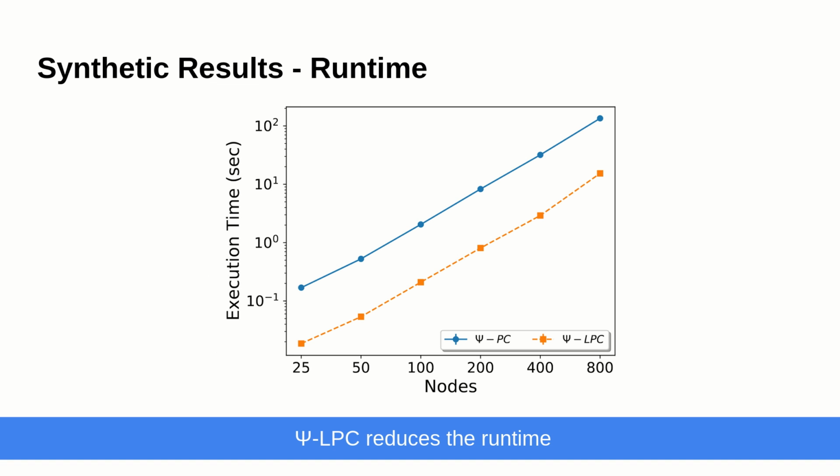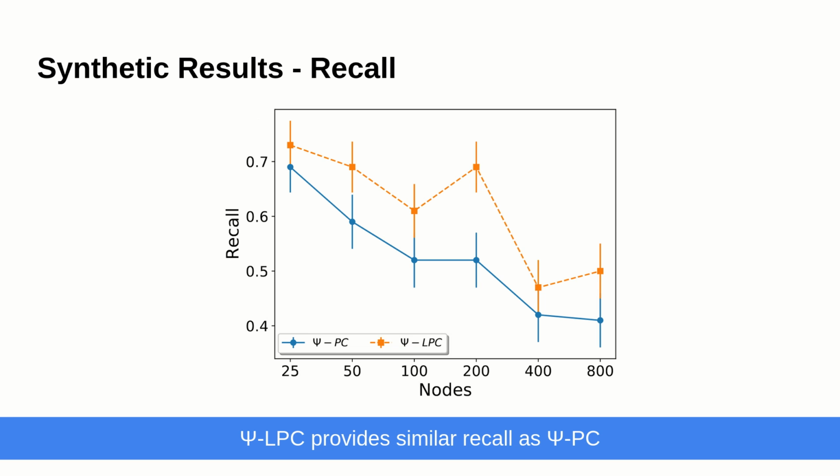Here we see the runtime of both algorithms. Note that PSI-LPC reduces the runtime significantly as compared to PSI-PC because of its localized approach. This plot shows that PSI-LPC provides a reduction in time while keeping the same detectability. The important thing here is that PSI-LPC provides similar recall as PSI-PC.